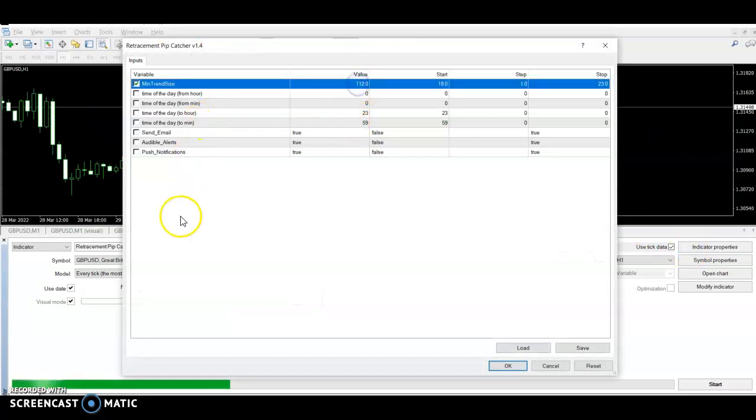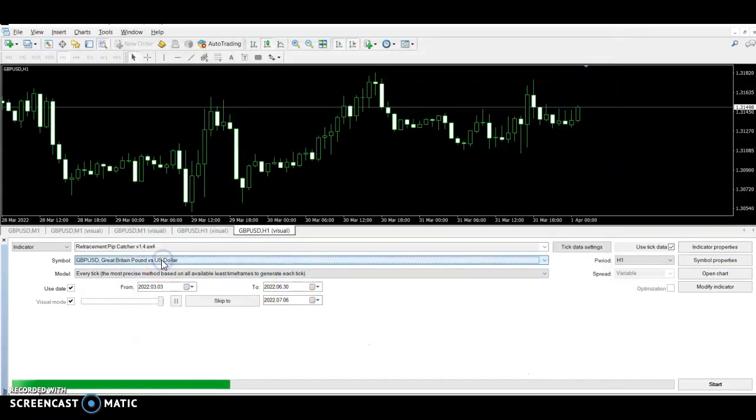Basically, depending on your time frame, obviously you will increase this for higher time frames, decrease it for lower time frames, and you'll adjust it for whichever pair you're on as well.